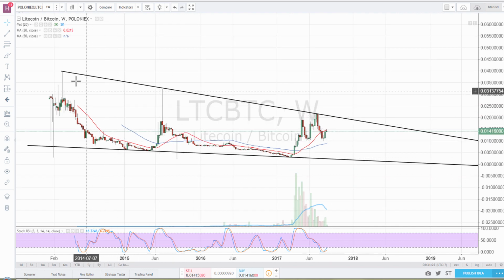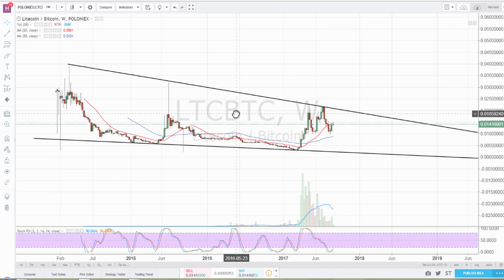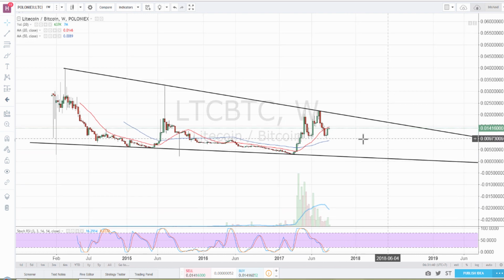This doesn't mean that history has to continue to repeat itself forever, 100%, but so far it is the only data that we can look at. So far it is the most probable scenario. It doesn't mean it has to happen, but in terms of probability, it's the most probable thing to happen, that Litecoin is going to continue to downtrend in the future.